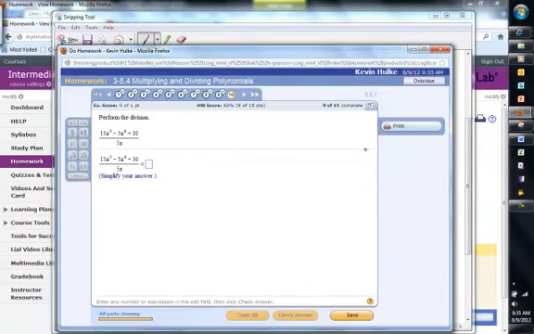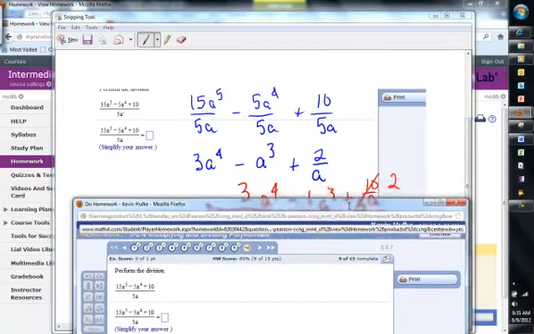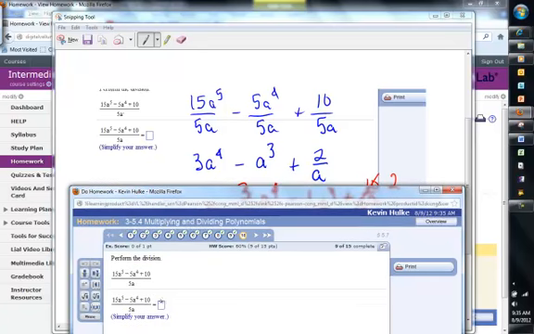So let's fill it in. And we get 3a to the 4th minus a to the 3rd plus the fraction 2 over a.